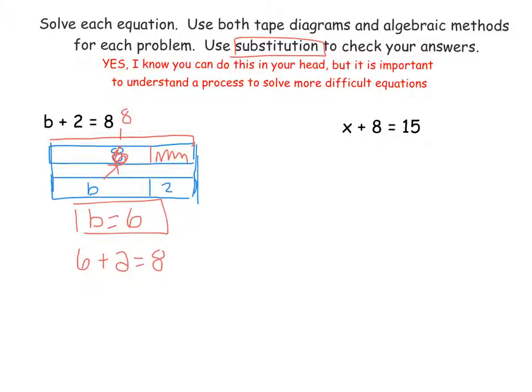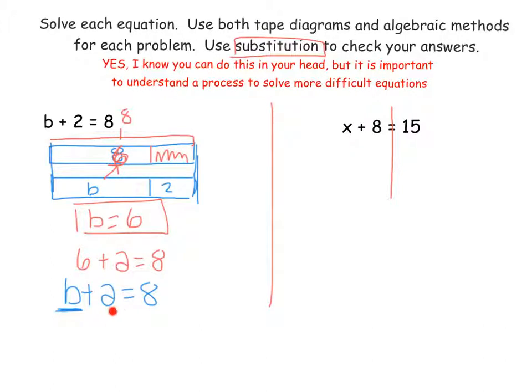All right, let's show how to do it algebraically for those of you that don't like to make tape diagrams. So now let's do this one algebraically. I'm going to rewrite the problem down here. b plus 2 equals 8. We want to get this b on a side by itself. So we have to do the opposite. We have to do the additive inverse to get rid of it. We want this part right here to add to 0. We don't want it here.